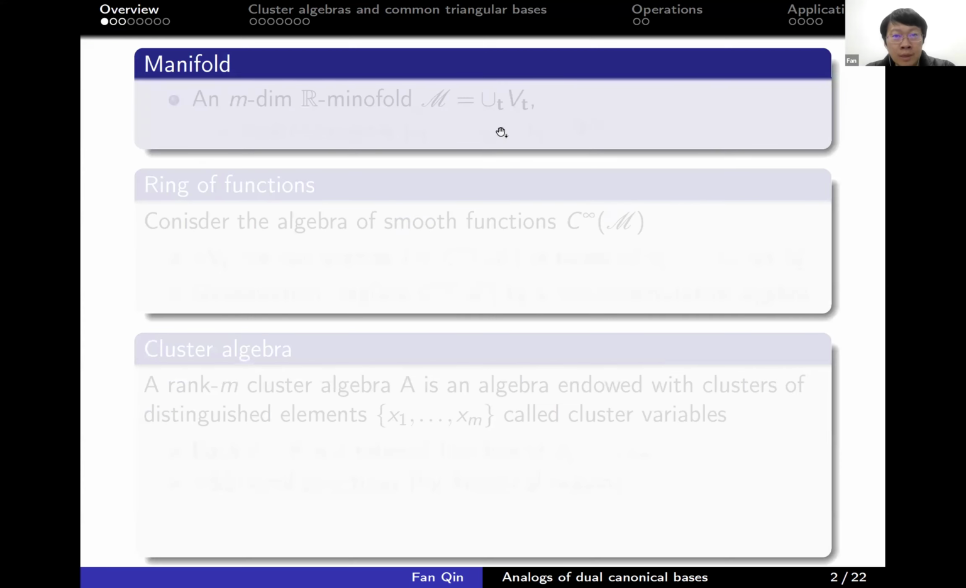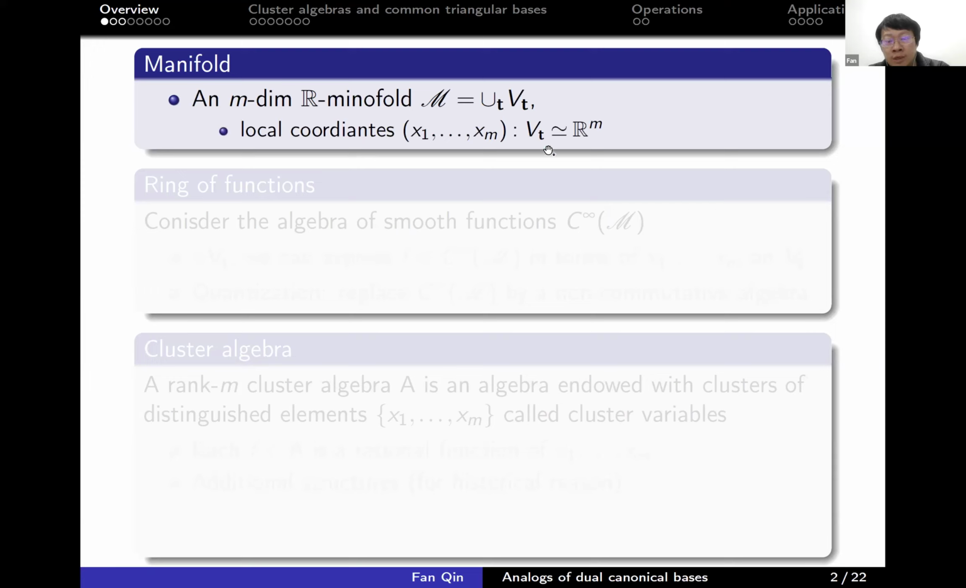Okay, so what is a cluster algebra? Let us first recall some familiar concepts from what we have learned in university. So what is a manifold? An m-dimensional real manifold is just a gluing of many pieces of neighborhoods. I use t to index neighborhoods V_t, such that each neighborhood V_t is homeomorphic to the m-dimensional real vector space, right? So this is how we understand a manifold.